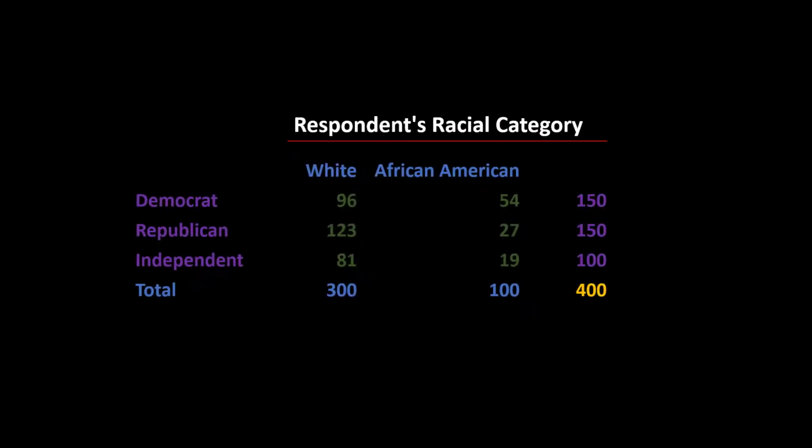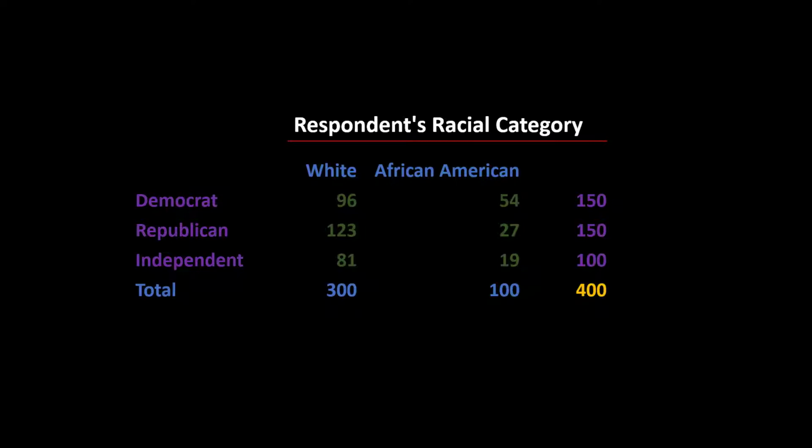Here's an example. This table shows the relationship between a survey respondent's race and his or her political party affiliation. By convention, we set tables up so that the independent variable is in the column position and the dependent variable is in the row position. Each of the cells in this table shows the number of respondents in each of the categories. 96 were white and identified with the Democratic Party. 54 were African American and identified with the Democratic Party, etc.